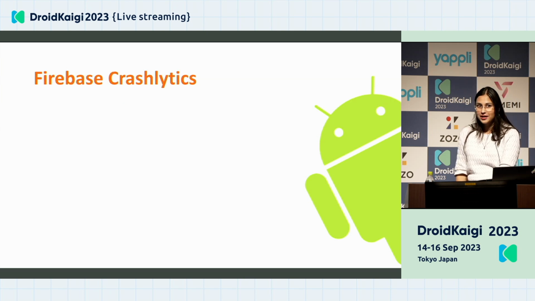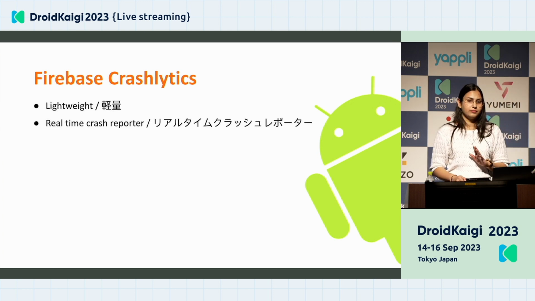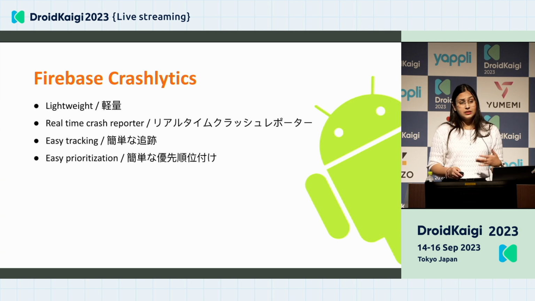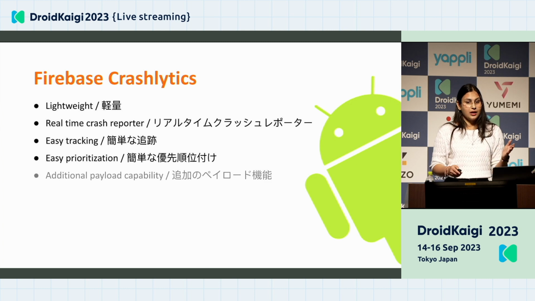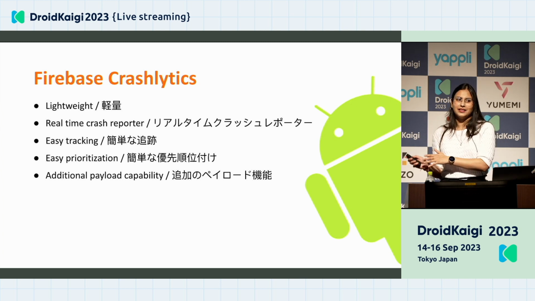So why not wire it through Firebase Crashlytics? Firebase Crashlytics is currently part of most of the Android apps. It's pretty lightweight, a nearly real-time crash reporter. Not only that, you can easily track how many users, what's the device capabilities, and things like that using Firebase. You can easily prioritize by seeing how many developers are actually being affected by that particular crash. And there is an additional payload capability. You can add some information in that particular crash.